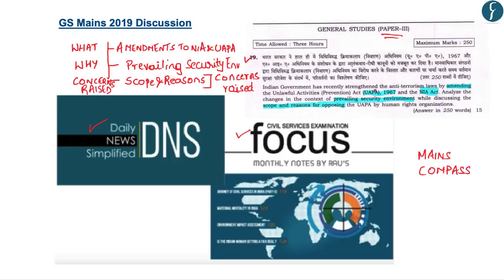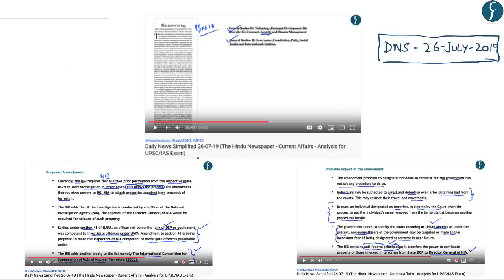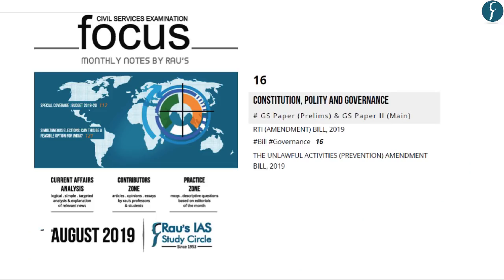Now, before we discuss the answer to this question, let us have a look at the DNS analysis that covered the relevant topic. Now, as you can see here, in the DNS analysis of 26th July 2019, the amendments to UAPA and NIA Act were discussed by Mangal sir. In short, the DNS analysis discussed the amendments to the NIA Act and UAPA Act as well as the probable impact of the amendment, including the concerns of the amendments that were passed to the Act, which was essentially the requirement of the question here. Besides, this issue was also covered comprehensively in the August 2019 edition of our Focus magazine on page number 16 under the head Unlawful Activities Prevention Amendment Bill 2019.